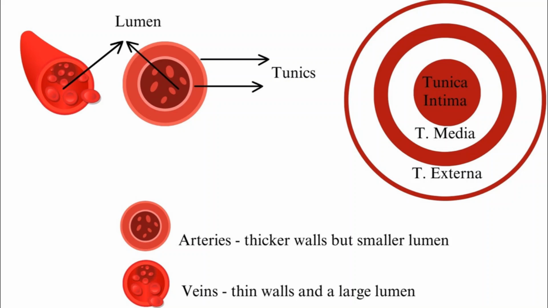Blood passes through a hollow passage called lumen, and the walls are called tunics. The tunics from the most interior layer to the outer are the tunica intima, the tunica media, and the tunica externa. This is easy to remember because intima is internal, media is middle. Arteries have thicker walls but smaller lumens, while veins have thin walls and a large lumen.